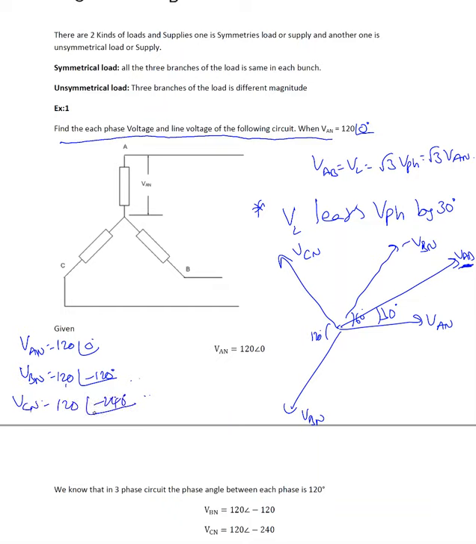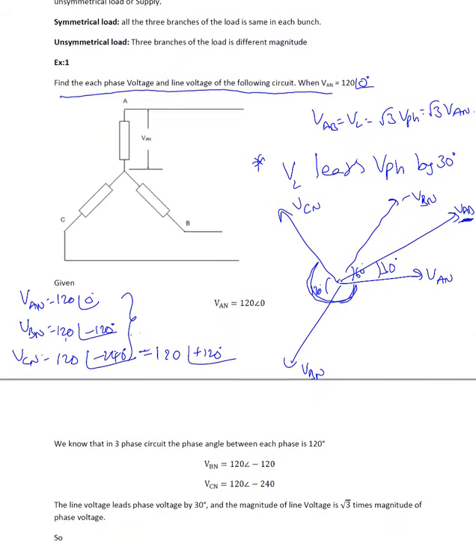This is negative 240. You can indicate that as plus 120, but we'll follow a sequence. So we'll follow 0, minus 120, minus 240. Okay, now that's VAN, VBN, VCN.